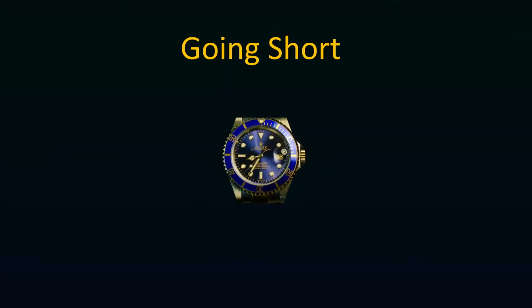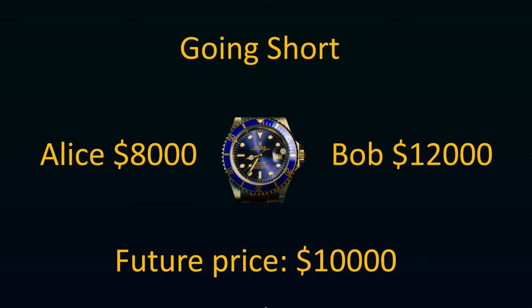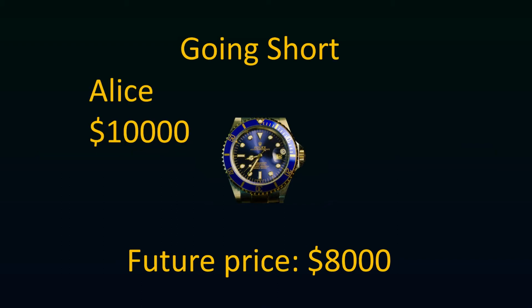For example, Alice thinks that the price of a $10,000 watch will go down to $8,000 in the future. Bob thinks that the $10,000 watch will go up to $12,000 in the future. Alice agrees with Bob that she will be able to sell the watch to Bob in the future at the current $10,000 price. In this case, Alice was right and the value of the watch dropped to $8,000, but she was able to sell the watch to Bob at $10,000.